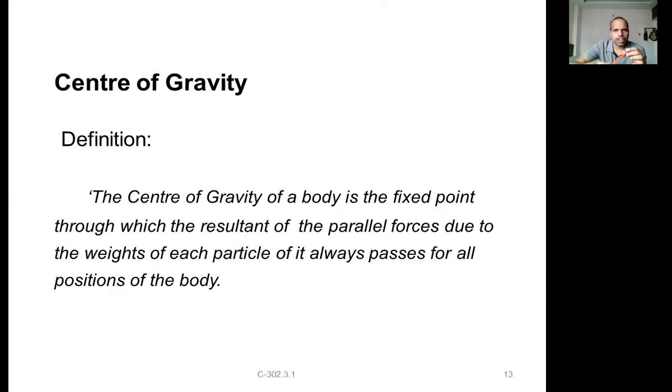Position means any position. If you keep it like this, in any direction, that point is a fixed point. Generally, if you take a length of, let us say, 10 centimeters, it will lie at 5 centimeters, at the middle point. If you hang it at that point, it will be in a stable position. That is the definition and concept behind the center of gravity.